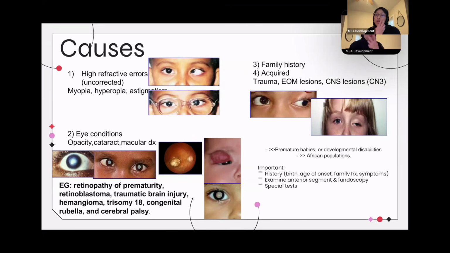Okay, so someone cannot see or align their eye because of all these different reasons. It is more common in premature babies and those with developmental disabilities, and in African populations. It is important to ask about birth history, examine the eye, and then do the special tests: light reflex, prism tests, cover and uncover tests, which we will take later.